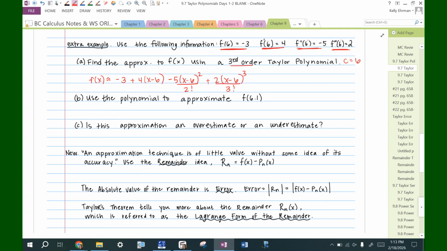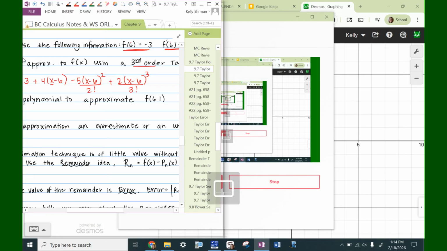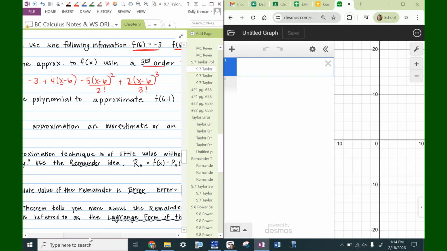All right, so then the next one says use that polynomial to approximate f of 6.1. So if you're supposed to plug in 6.1 for all of these x's, that just means I'm going to type this into Desmos in a second. I'm just going to say, well, 6.1 minus 6 is just going to be 0.1 in the parentheses. It gives me a little less typing. But I am going to hop over to Desmos and see what this comes out to, because today is all about error. So we want to be able to see how far off we are. We're going to need our calculator for a bit of this.